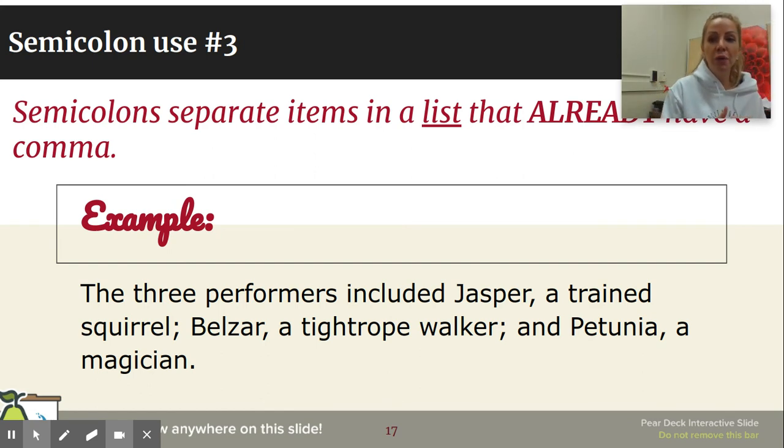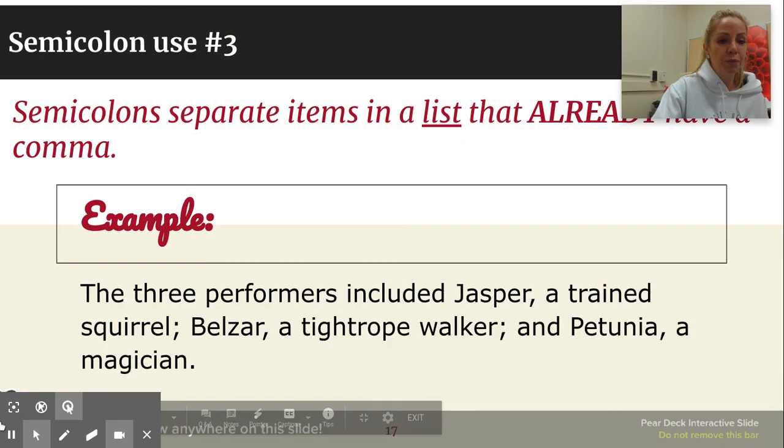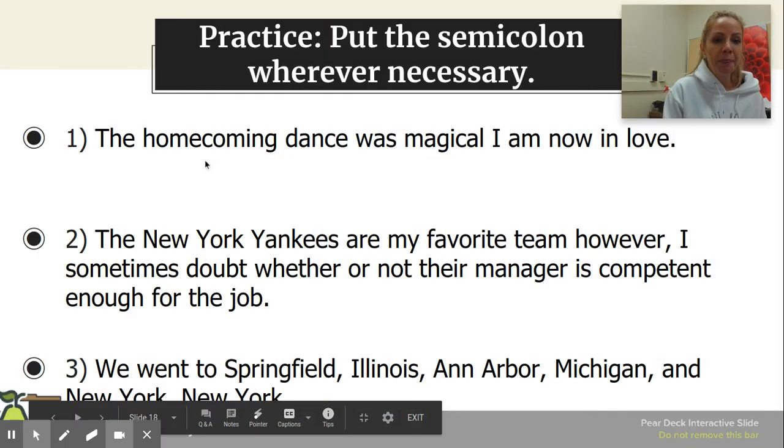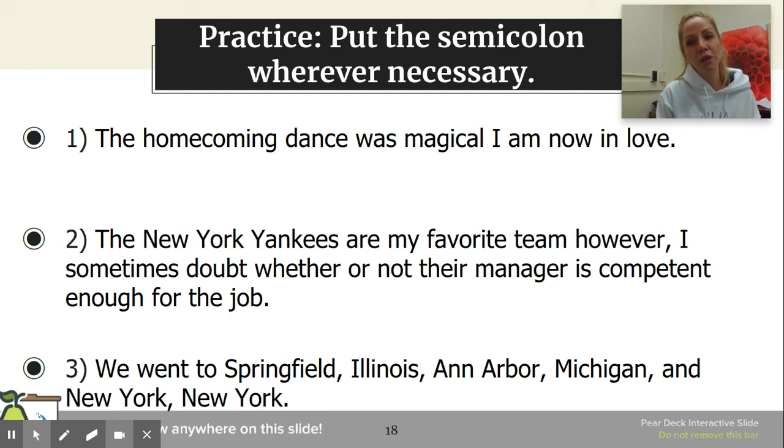All right, here's what I want you to do. In the next section of your notes, I want you to practice. So go ahead and pause me. These are your 3 sentences. I wrote them out in your notes. You put the semicolon wherever you think they are necessary, and then we'll check your work.